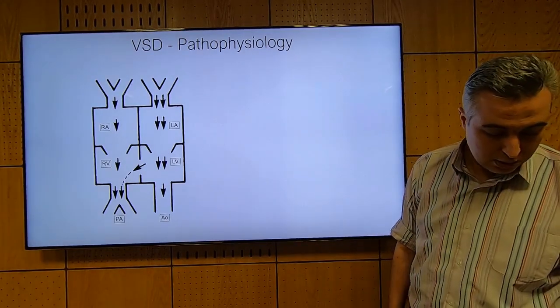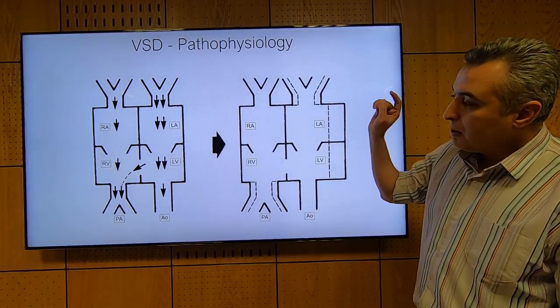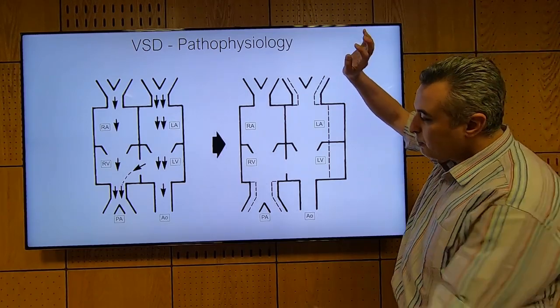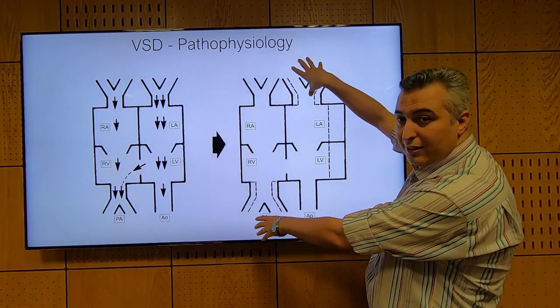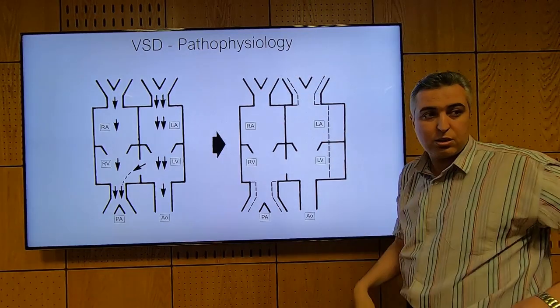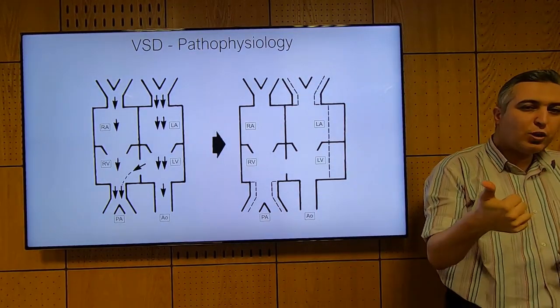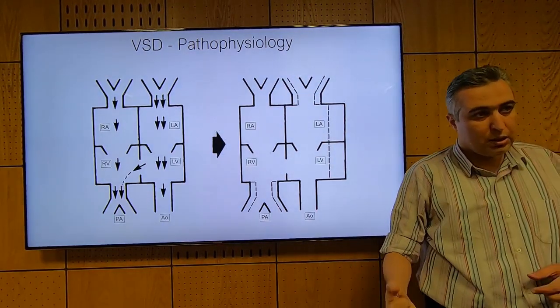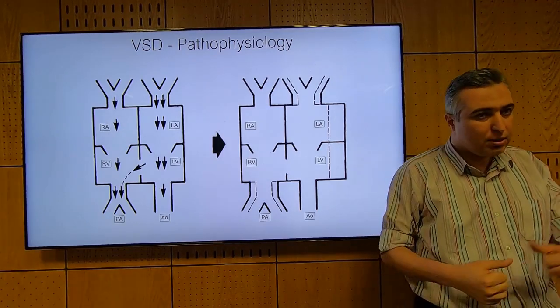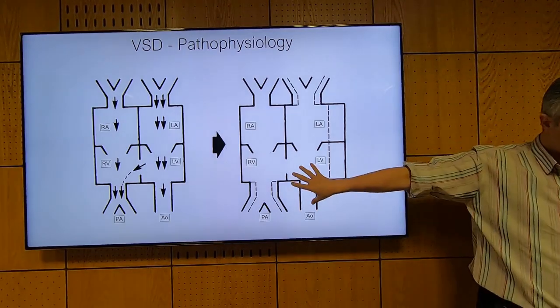So again, in the VSD, you get a dilated pulmonary artery, pulmonary veins, and you get a dilated left side of the heart. So in ASD, you get a dilated right side, while in VSD, you get a dilated left side. You now know why.